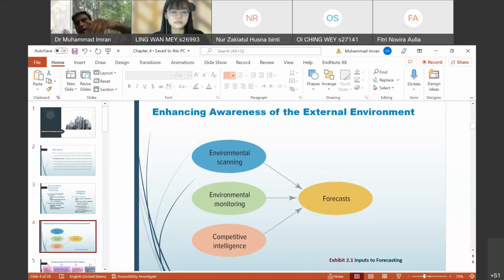For the current time, we are in the present and predicting for a future event. It's called a forecast. The environmental information will give us information about the future event. Maybe in the next month the price will increase or decrease.